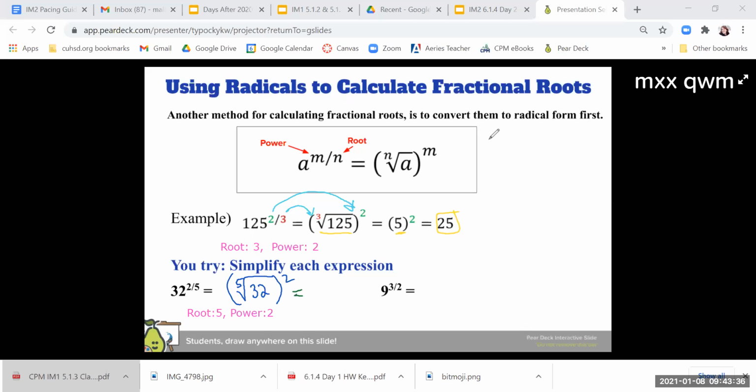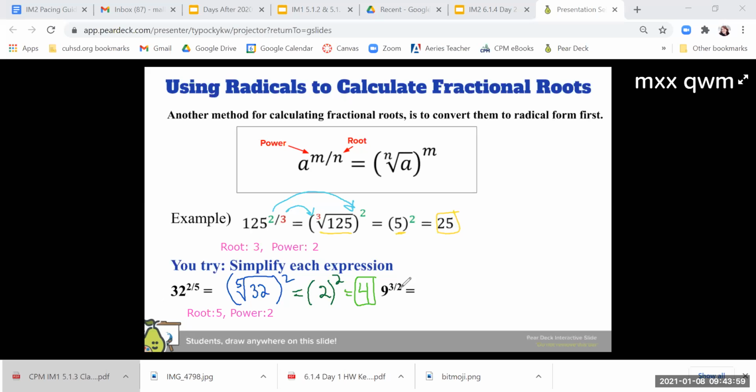And the 5th root of 32 is 2. So I calculate that root inside. So now I need 2 squared. And in the end, that gives me 2 times 2, which is 4. So this is an alternate method for calculating fractional exponent expressions.